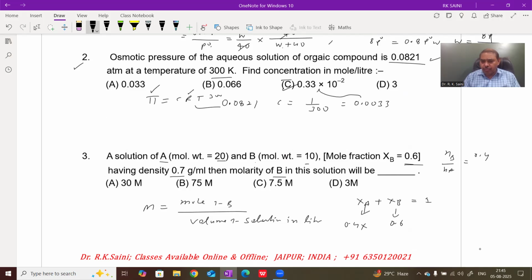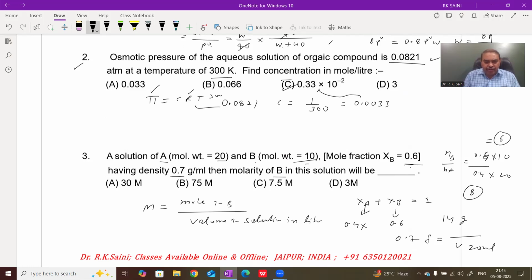Therefore, 0.6 for B and 0.4 for A, multiplied by their molar mass. Mole fraction of B is 0.6 and their molar mass is 10. Therefore, 6 gram of B, mole ratio, and 0.4 into 20, therefore 8 gram of A. Total mass of the solution now 14 gram. And with the help of density we find volume. Density is weight upon volume. Density given 0.7. Therefore, the volume of solution is 20 ml.